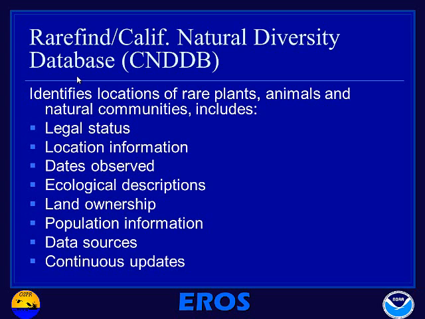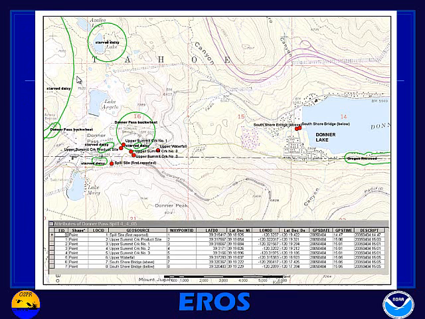It lists what species are out there, the dates observed, who saw it, when it was seen. It's continuously updated. It's updated once a month, so it's even more current than even the ACP. And CNDDB is throughout California. Remember, I said ACP and ESIs are only on the coast. This goes inland as well. And you get a graphic representation.